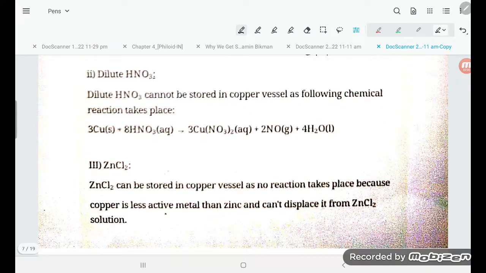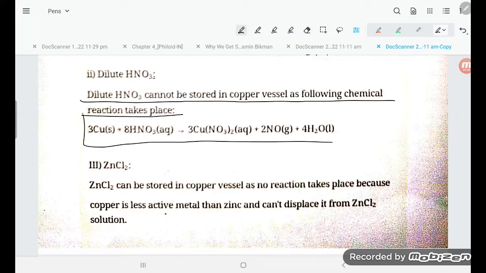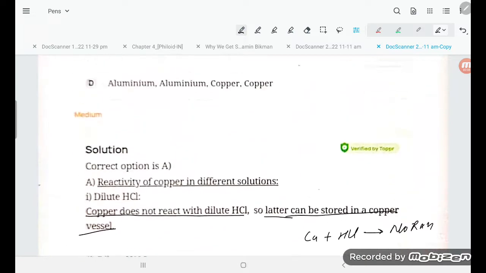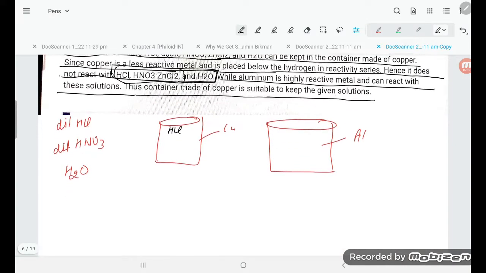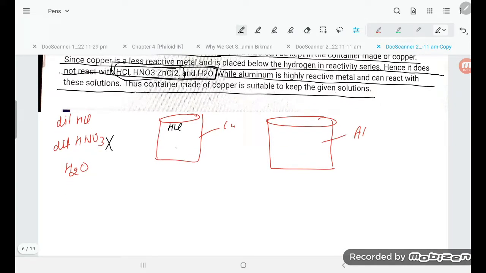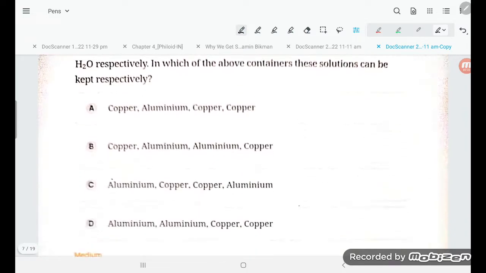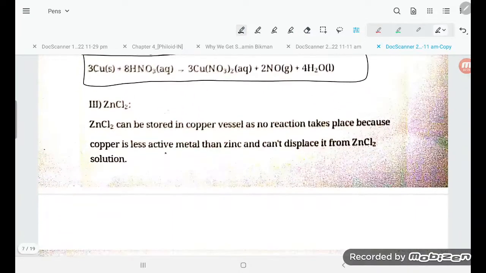Dilute nitric acid cannot be stored in a copper vessel, as per the following chemical reaction. Copper plus nitric acid gives copper nitrate. So nitric acid you cannot put here. You cannot place this HNO3 in the copper. So that is it. Now go for the other one.